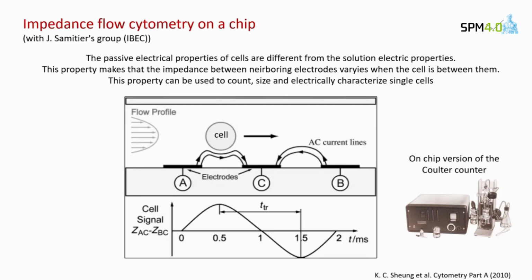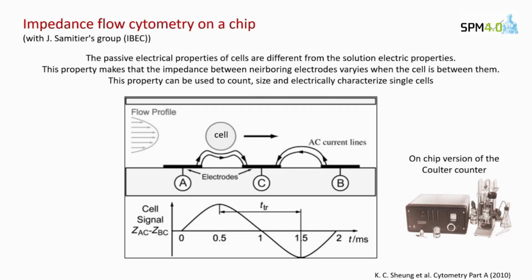So the first example is what is called impedance flow cytometry on a chip. Okay, so this is what it is used for. Basically, in this case, what we would like to do is count the number of cells that pass through a microchannel. I think I saw the other day in some of the presentations something like mechanical testing of the cells. So it's exactly the same concept, but rather than testing the mechanical properties, you would like to test the electrical properties of this cell moving through the channel.